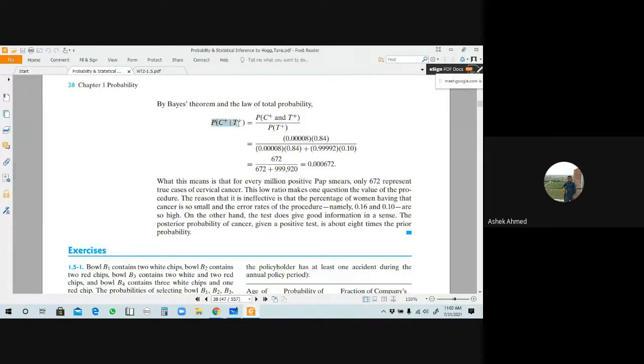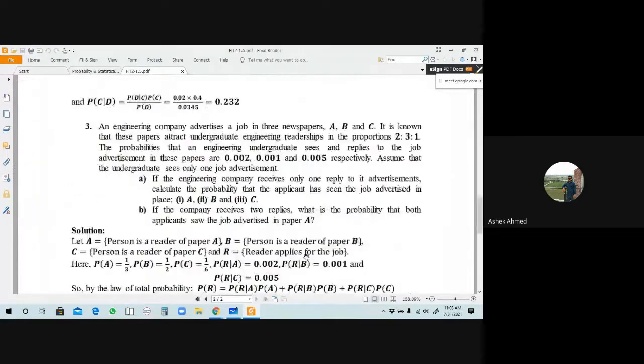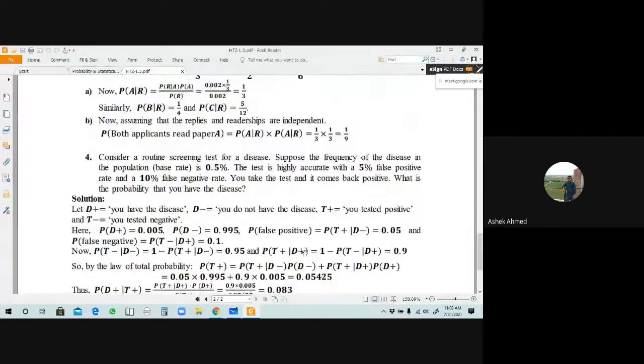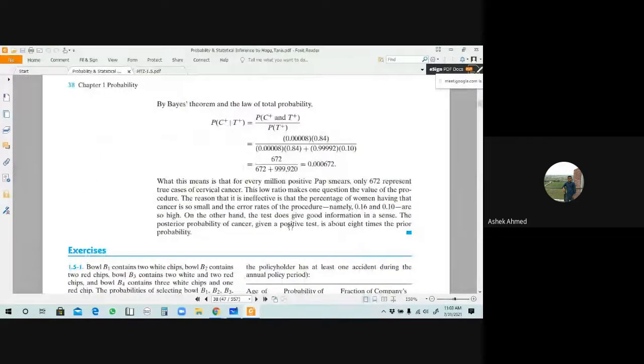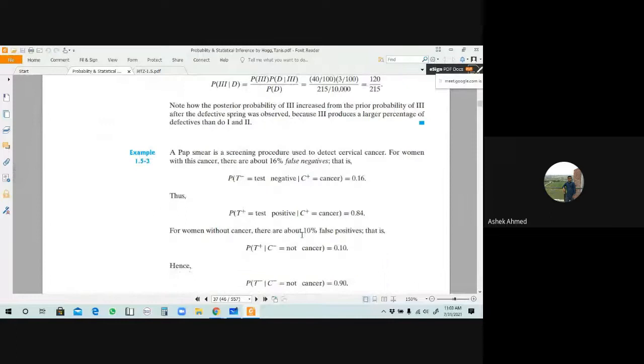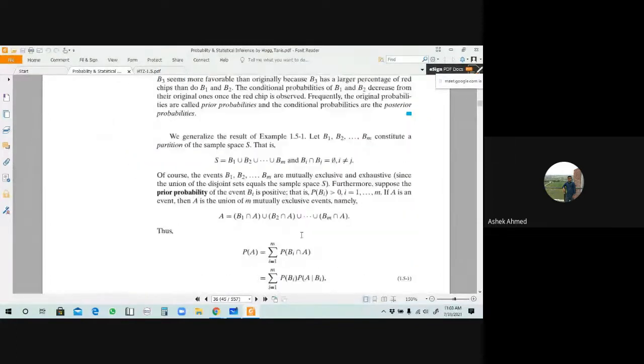If the cancer is there, what do we have to do then? Probability of C plus given T plus, is it right? Yes, sir. And if it is not there, what will it be? C minus given T minus. Okay, this problem is similar to problem number 4 here. Same concept. So I think you can understand these problems.